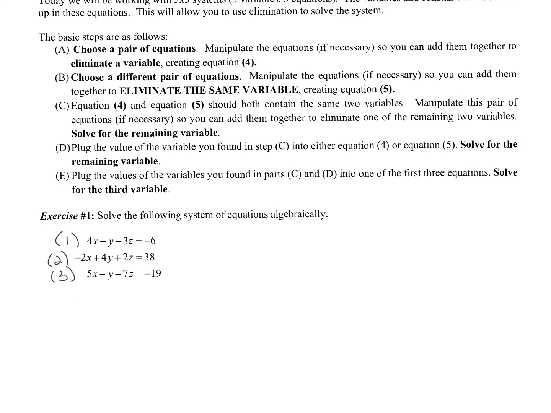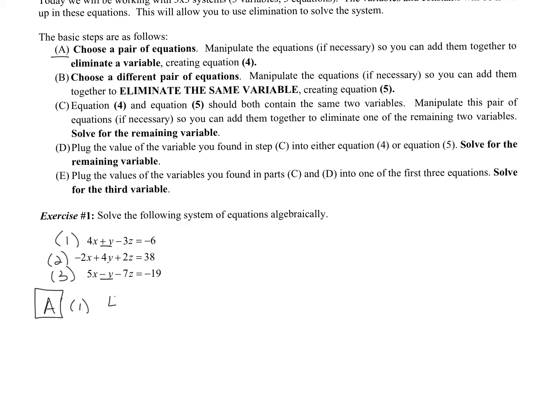Now, the first step, and look, we have basic steps. It says choose a pair of equations. Manipulate the equations if necessary so you can add them together to eliminate a variable, creating a new equation, equation 4. Now, if I look through my equations, I actually have 2 equations where a variable is already set up as opposites. So if I look here in equation 1 and 3, I already have a y and a negative y. So usually we look for what's the easiest, and y seems like the easiest thing to eliminate. So I'm actually going to label it, this is step A from my steps up here, and I'm just going to write those equations.